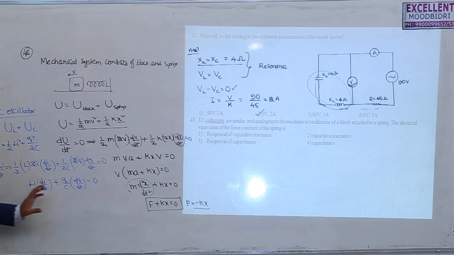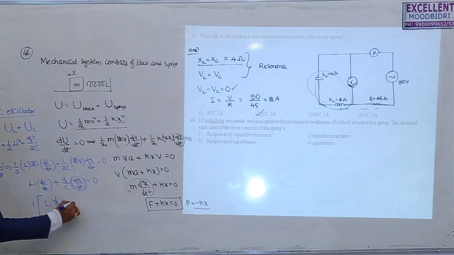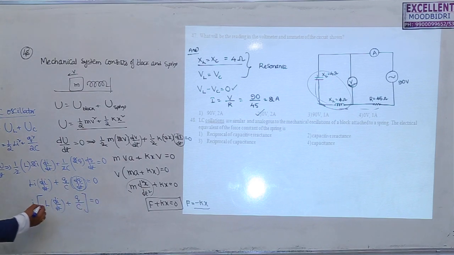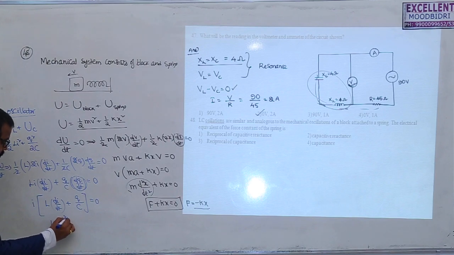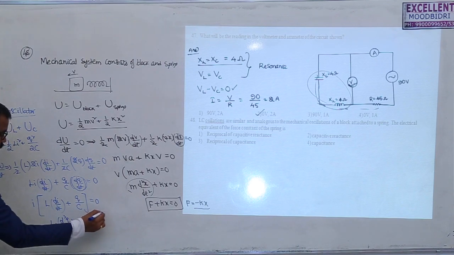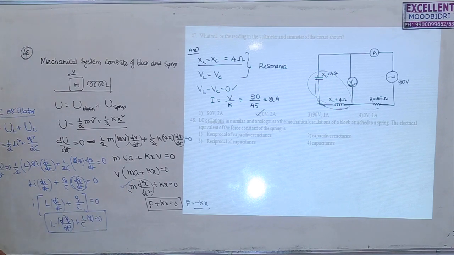So if you compare this, we can also write dq by dt is I, bring this I constant: L di by dt plus q by c is 0. So from this we can write L into derivative of current, but current I is equal to dq by dt. So this will become L d square q by dt square plus 1 by c into q is equal to 0. So this equation is similar to the mechanical equation.